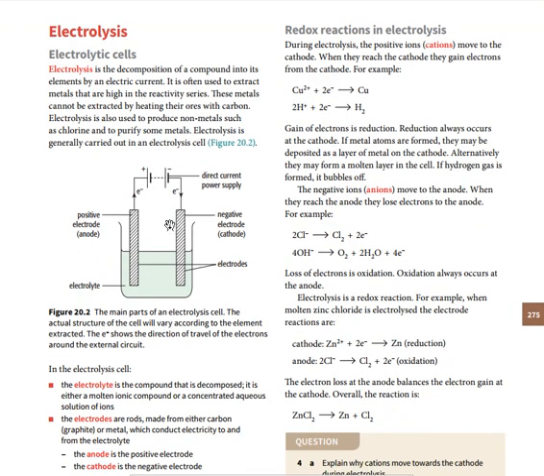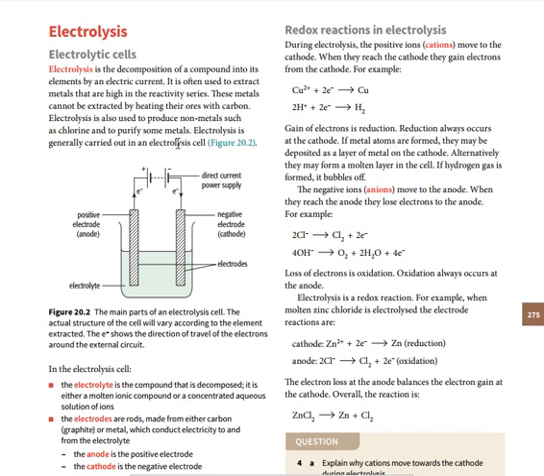So let's see electrolysis. Electrolysis is the decomposition of a compound into elements by an electric current. It is often used to extract metals and other non-metals. These metals cannot be extracted by heating their ores with carbon. Electrolysis is also used to produce non-metals such as chlorine and to purify some metals. Electrolysis is generally carried out in an electrolytic cell.